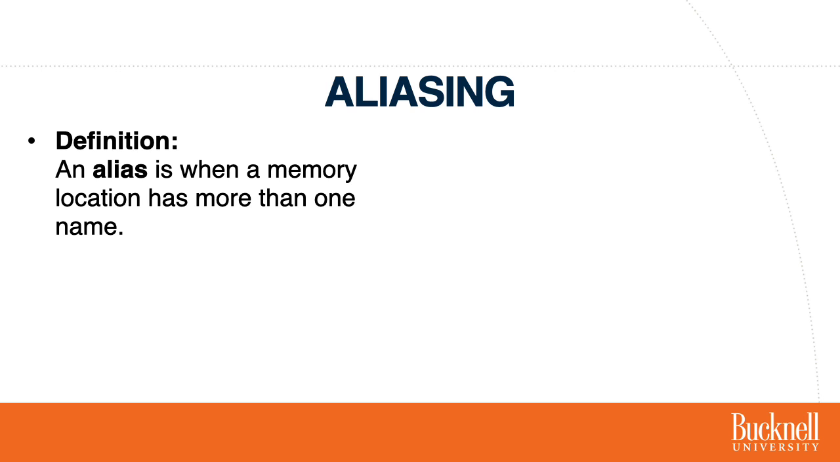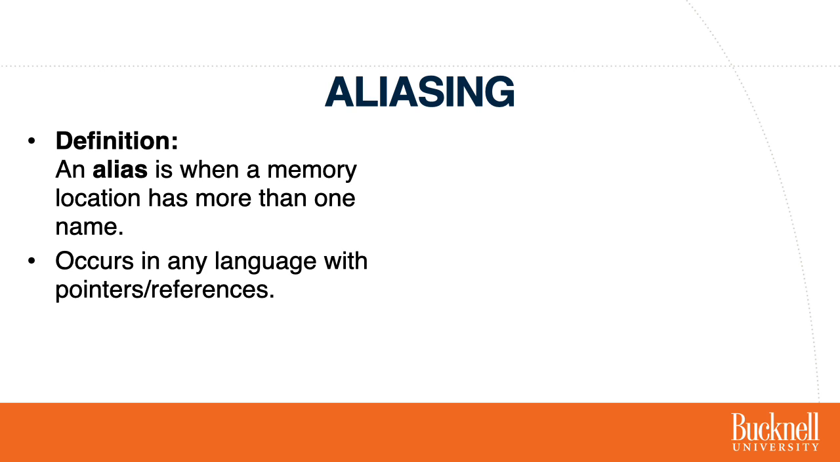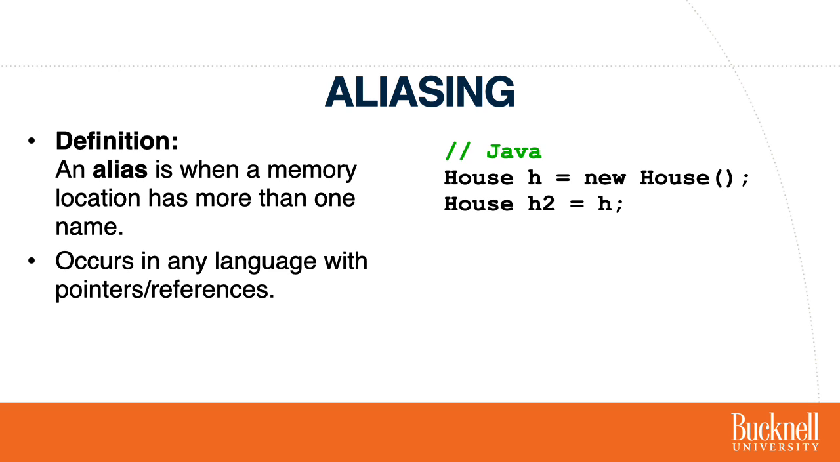An alias is when a memory location has more than one name. Aliasing occurs all the time in programming. Any language with pointers or references has aliasing. In Java, for example, h2 equals h isn't creating a second house. Instead, we are creating a second name for the same house. One house on the heap with two different names pointing to it, h and h2.